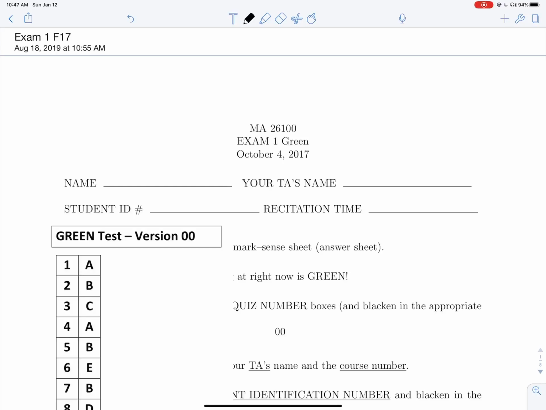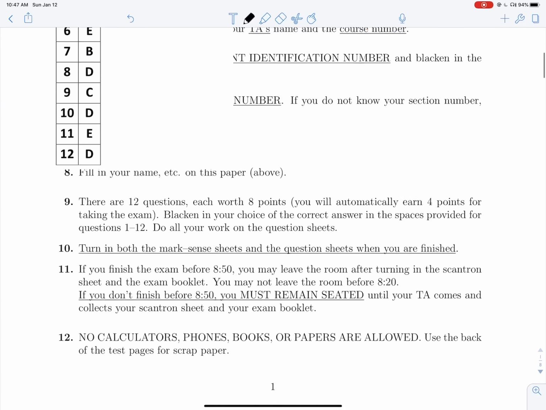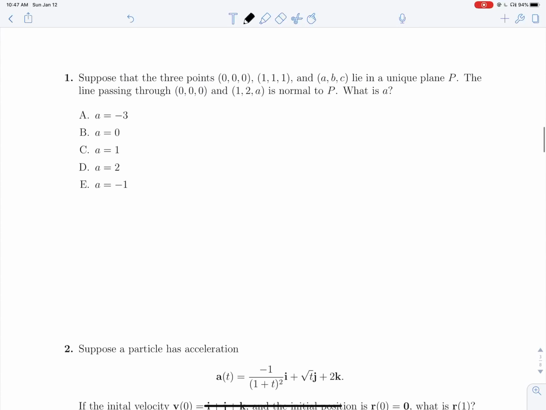Hello, this is a walkthrough for the Fall 2017 Exam 1 for Calc 3. Okay, question 1. We are told that there are 3 points which lie within a unique plane P, and we are told that the line through 0, 0, 0 and 1, 2, a is normal to P.